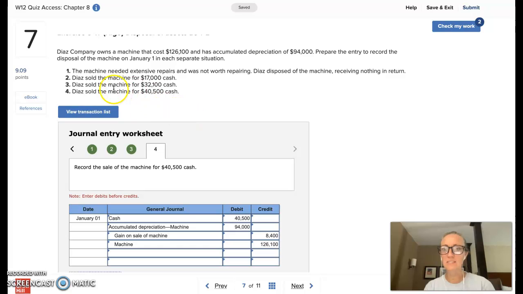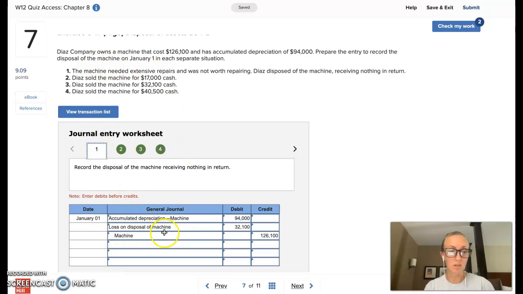Paying attention one last time, the first option is the disposal. Prepare the entry to record the disposal of the machine; for that first entry, that's why it's the loss on the disposal of the machine. And remember that the debit side will total the credit side. Each one, just a reminder, all of these amounts tallied together on the debit side will equal what is happening on the credit side. That will help you know if you're doing things in the right direction.